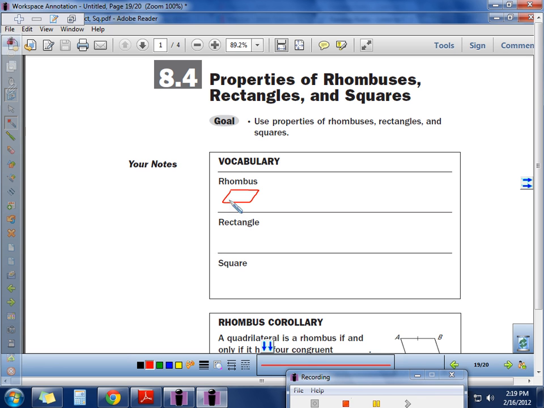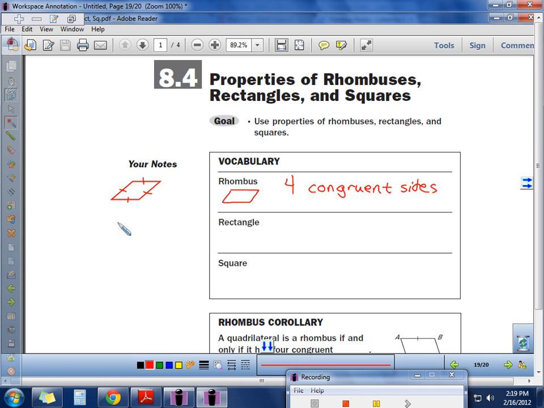It's a type of parallelogram that has four, sometimes you'll hear all congruent sides. It typically looks like this, in which all the sides are congruent. Some people call it a diamond at times. It has nice symmetry.